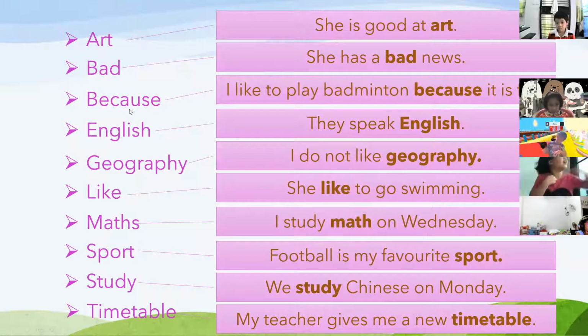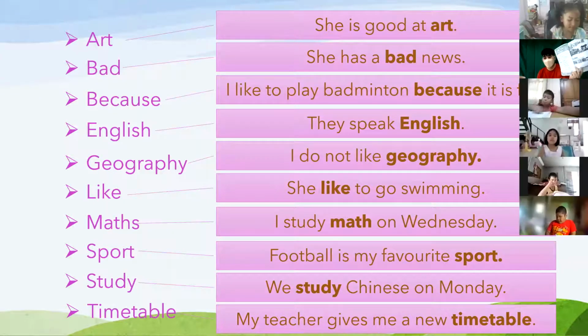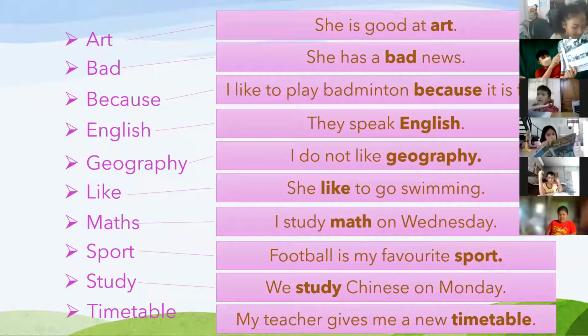Okay, timetable. As you can see, we have a Thai translation there. You can look at what the meaning of it is. Okay, we have the word art. Bad. And then we have the Thai translation there, right?